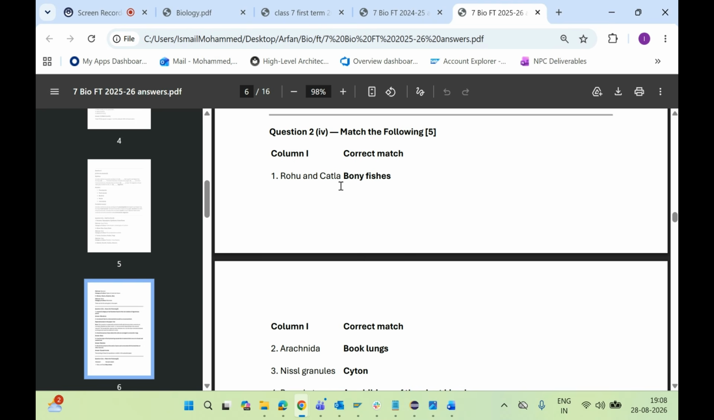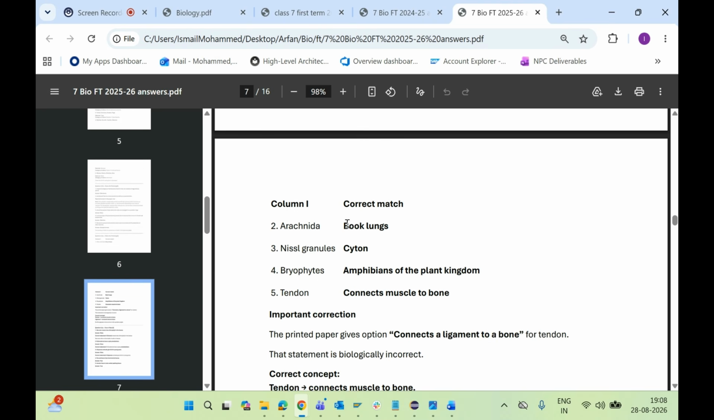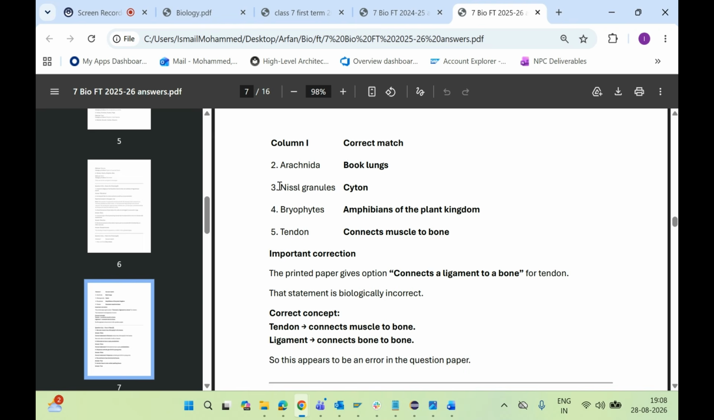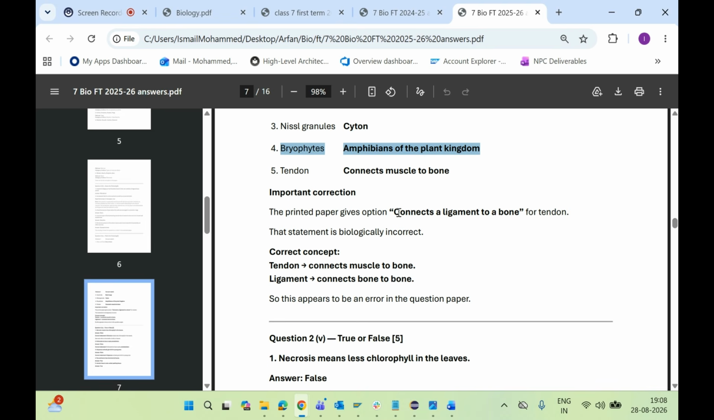And you have to match the following: Rohu and Katla are bony fishes. Arachnida have book lungs. Nissl granules, this is important. Nissl granules are found in the cyton, not inside the nucleus, and this is also very important. Bryophytes are called amphibians of the plant kingdom, because, as we studied earlier, they live on land but need water for reproduction. Tendon, we also studied earlier. Tendon connects muscles to bones, and ligaments connect bones to bones. This is also very important.